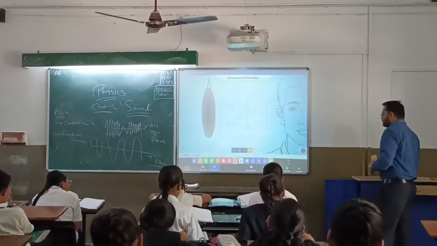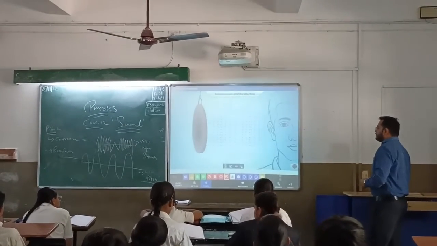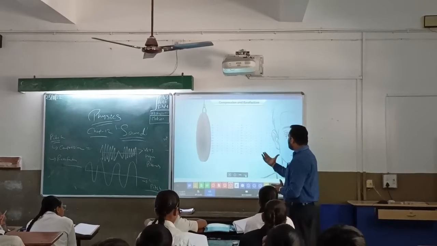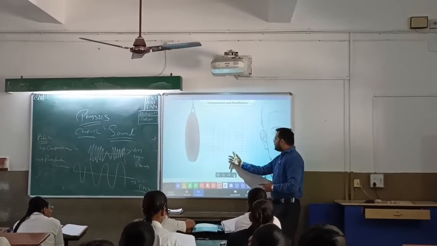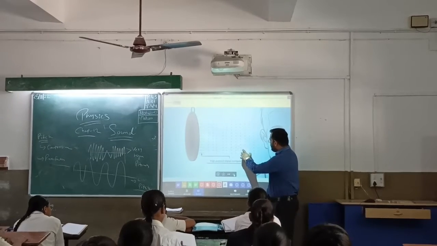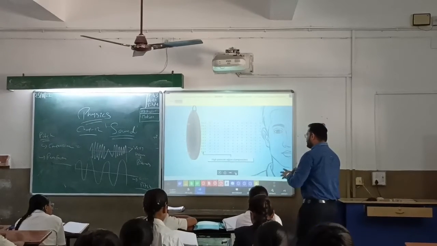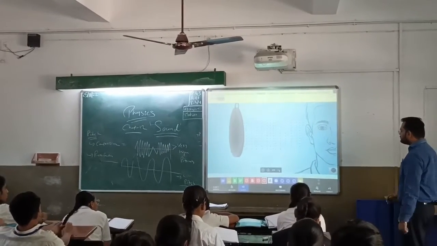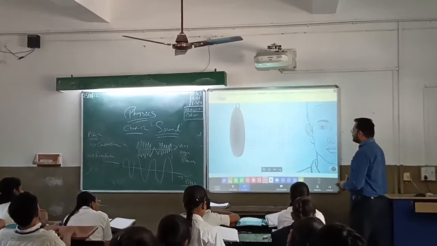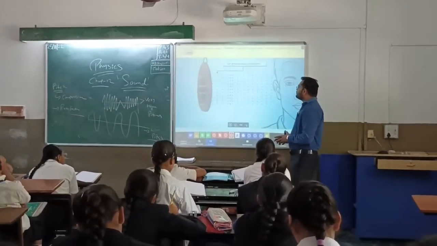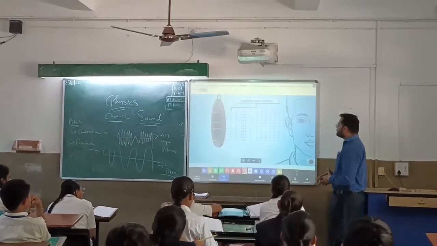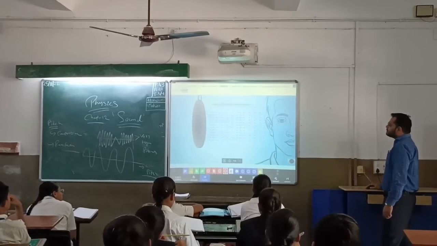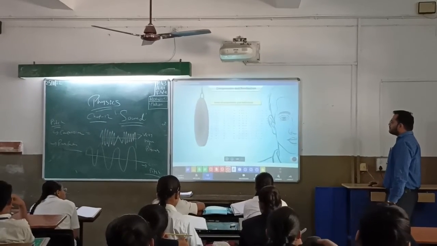When the vibrating gong moves forward and hits the nearest air particles, in slow motion, it actually compresses the surrounding air, creating a high pressure region called compression. And when the vibrating gong moves backwards, the compressed air spreads out and a low pressure region called rarefaction is created. As the gong moves back and forth, a series of compressions and rarefactions is created. This is how sound waves are produced.